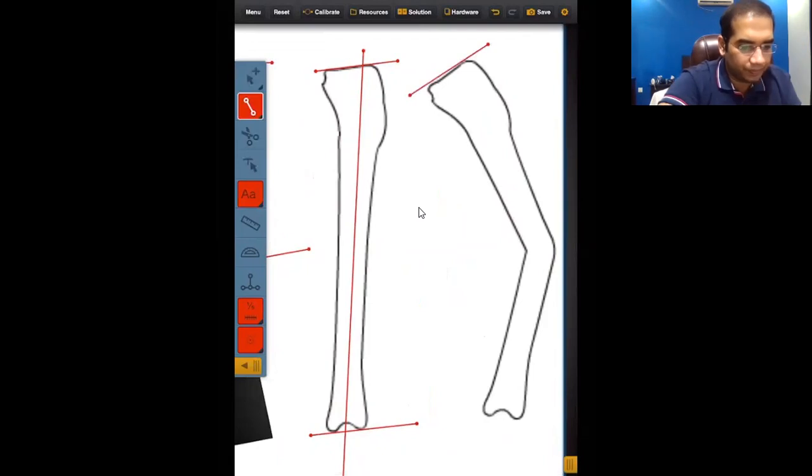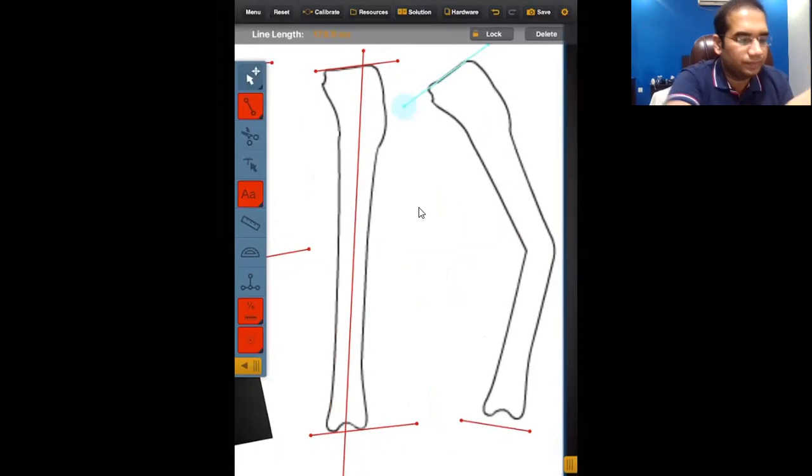Here again, we will draw first the joint orientation lines.